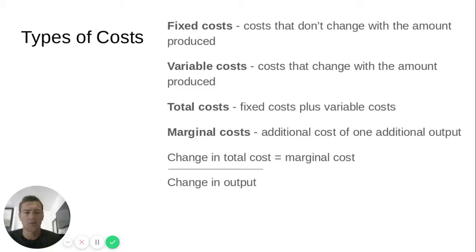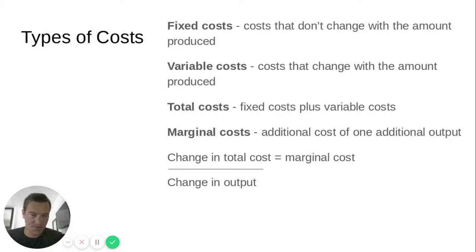Variable costs change with the amount produced. If you're buying supplies and then manufacturing, you need to buy more supplies to manufacture more. So those costs will change the more you make. And then total costs, you just add the two together. It's your total cost for the business, whether that's per month or per year, but you add the fixed costs and variable costs together.